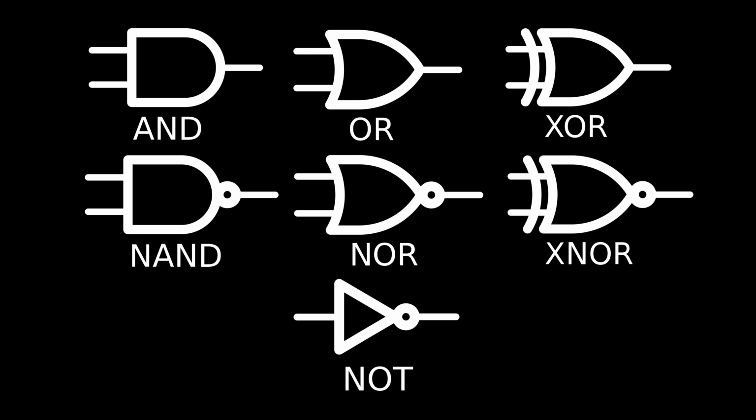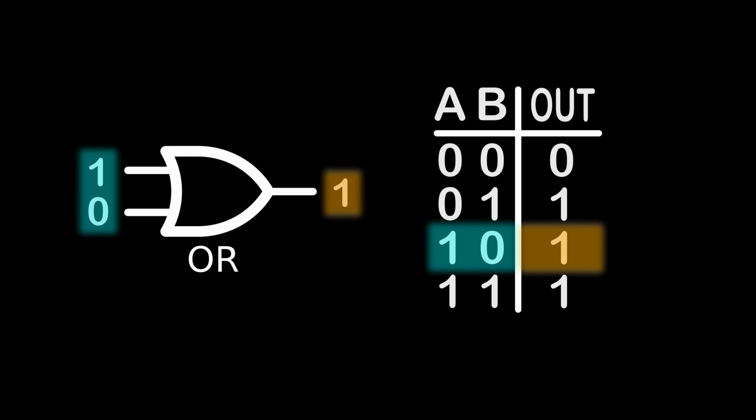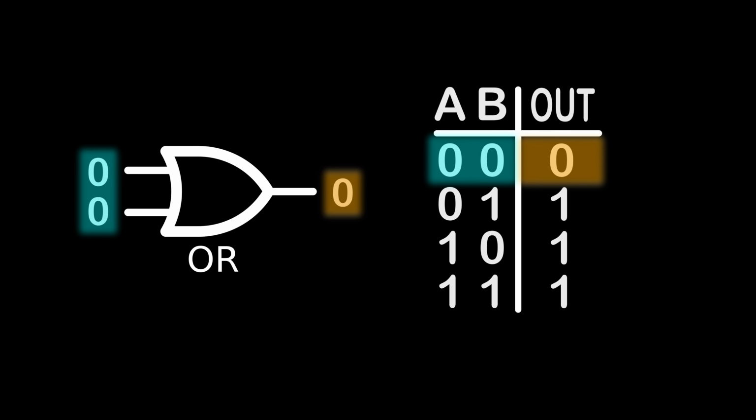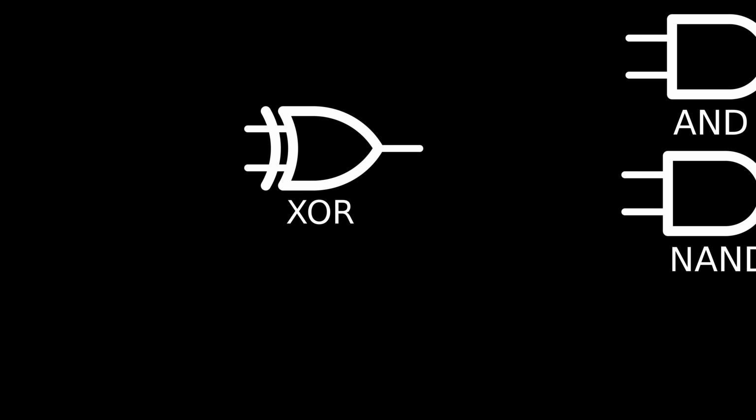Now that we know how to read a truth table, we can go through the rest of the logic gates fairly quickly. The OR gate's truth table tells us that when one of or both of the inputs are true, the output is true. Only when none of the inputs are true is the output false. Next up, the XOR gate.